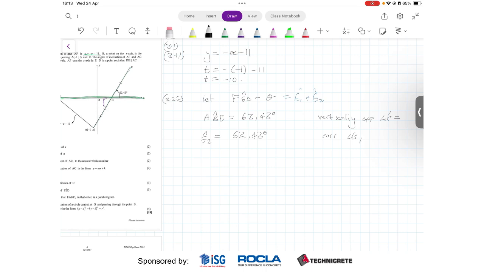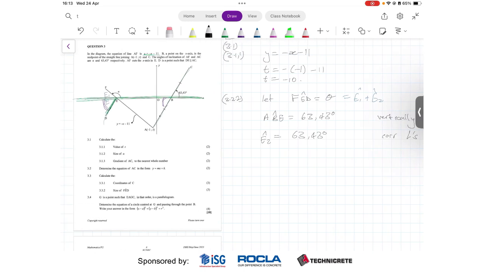Why? There should be corresponding angles because DE is parallel to AB. Okay, and now finally we are in a position where we may find the value of E1.